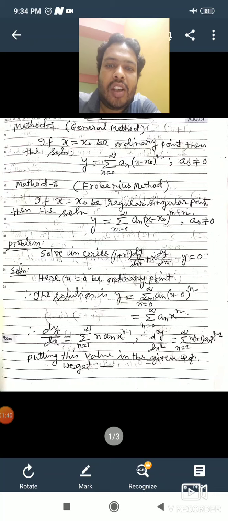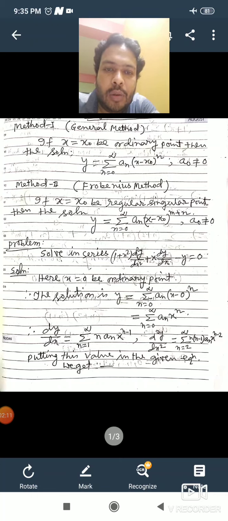so it is equal to summation n equal to 0 to infinity a n x to the power n. Now dy/dx equal to summation n equal to 1 to infinity n into a n x to the power n minus 1. So the power of x is n minus 1, so the limit changes to n equal to 1 to infinity. Again d2y/dx2 equal to summation n equal to 2 to infinity n into n minus 1 a n x to the power n minus 2. So the power of x is n minus 2, so the limit is n equal to 2 to infinity.